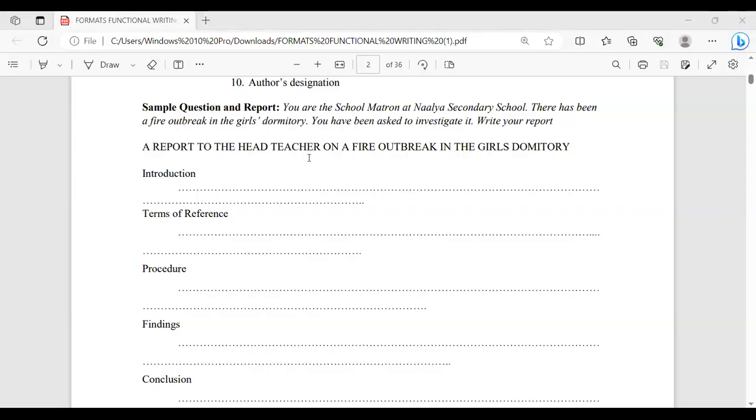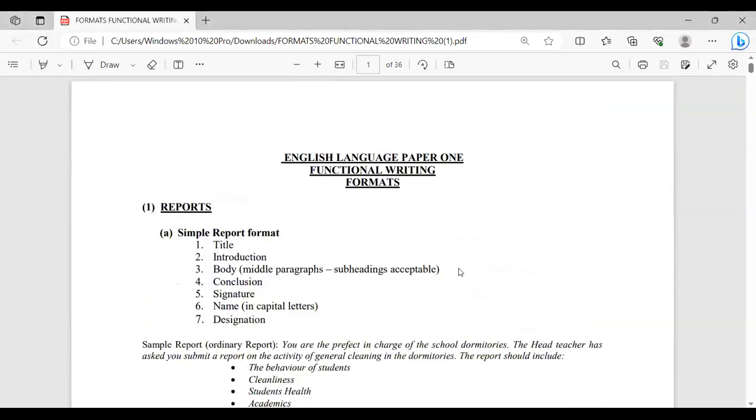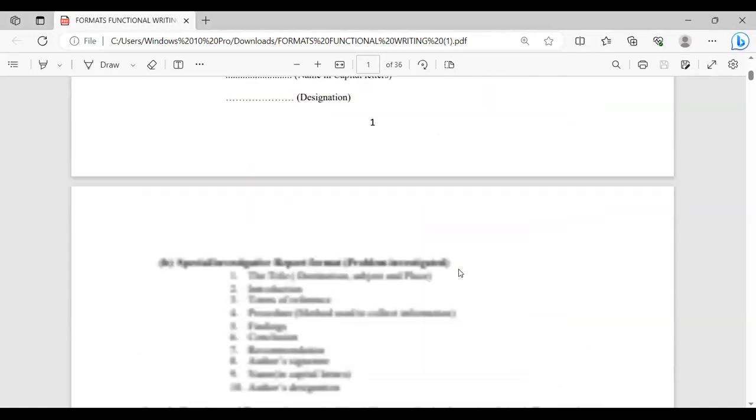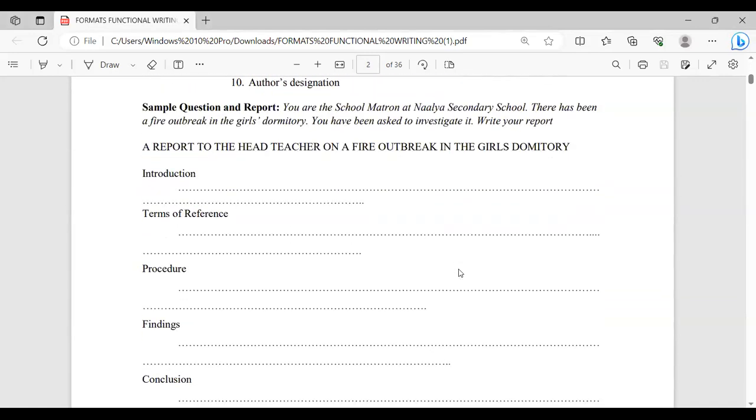This sample question is asking us to write a report. This question is saying, you are the school matron at Naria Secondary School. There has been a fire outbreak in the girls' dormitory. You have been asked to investigate it. Write your report. So the fact that we have this word, investigate, is very important.